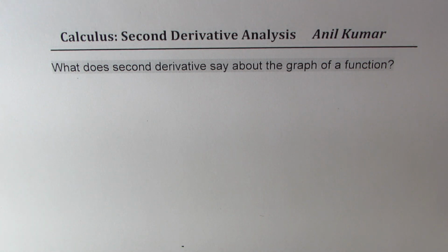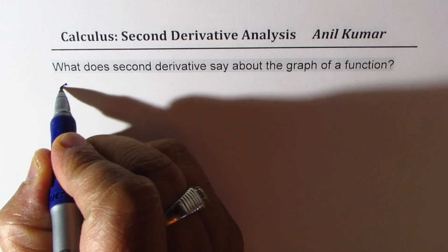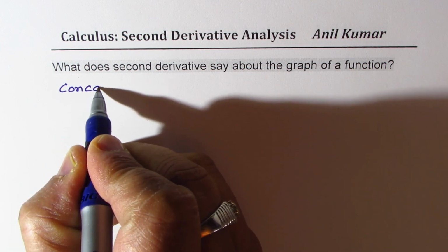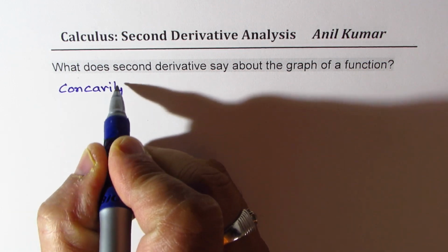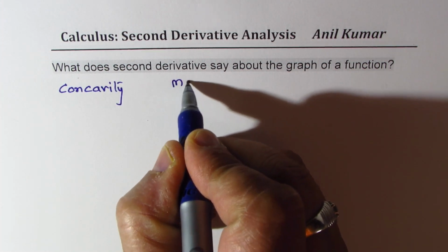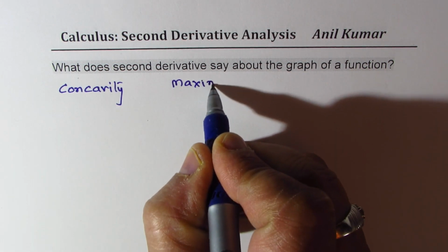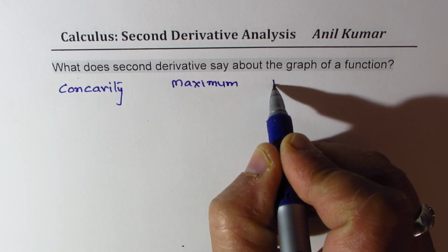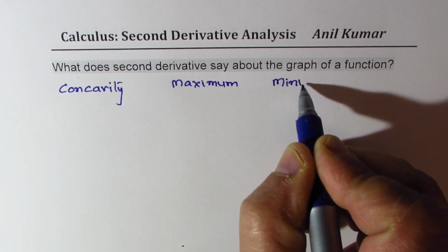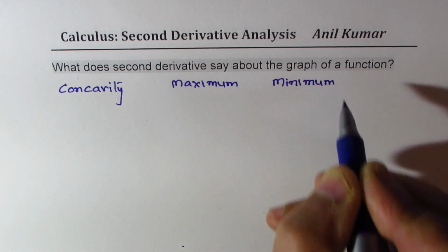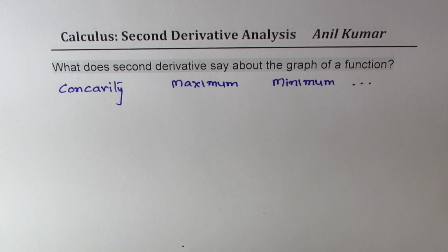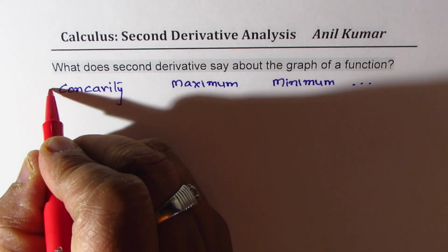The main question here is, what does the second derivative say about the graph of a function? Is it concavity? Is it maximum? Is it minimum? Or what? That is what we are going to discuss in this particular video, right?